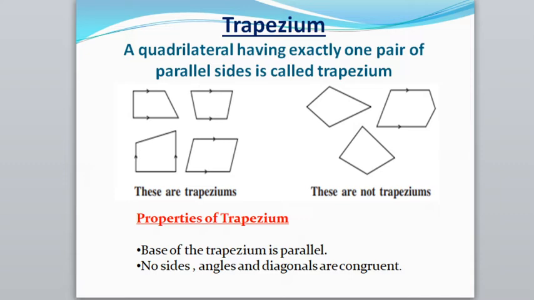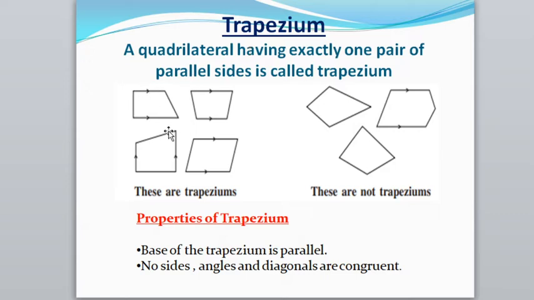What is a trapezium? A quadrilateral having exactly one pair of parallel sides is called a trapezium. We know that the trapezium is a type of quadrilateral where four sides are present. But what is a trapezium? It means a quadrilateral with four sides in which only one pair of parallel sides is present.